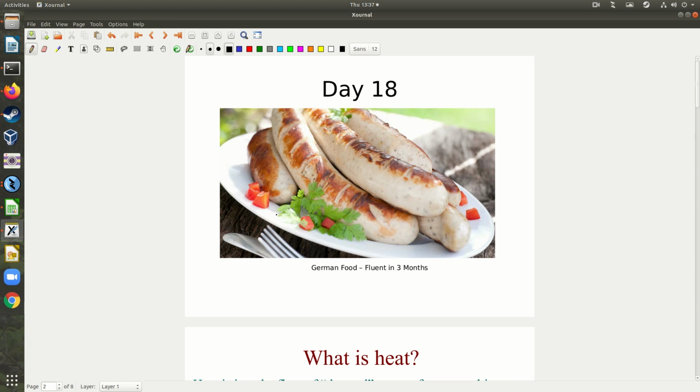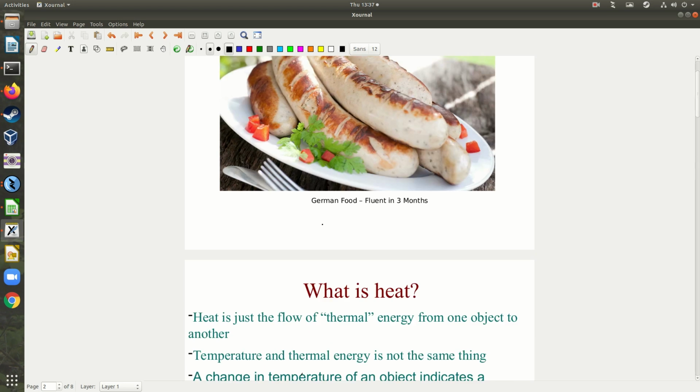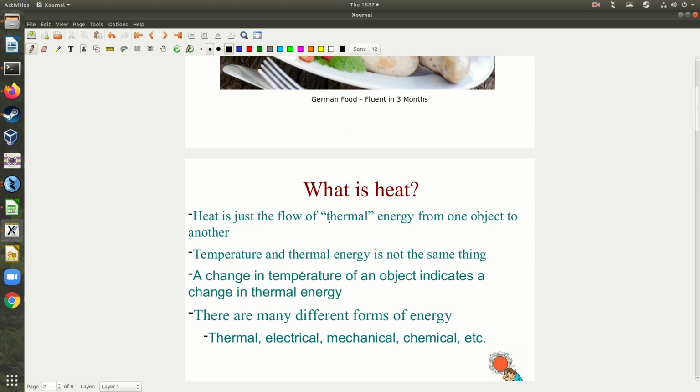Day 18 is heat and temperature and German sausages, German food, because you have to cook them and it takes thermal energy. Anyways, what is heat? Heat is the flow of thermal energy from one object to another. Thermal energy and heat are two different things. The heat is more of the flow of that energy.